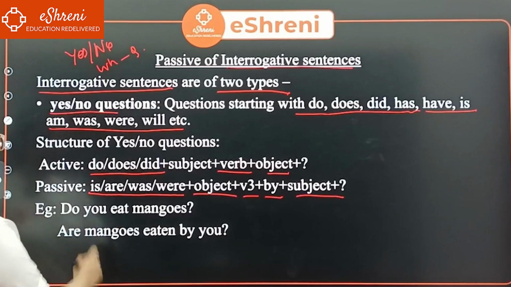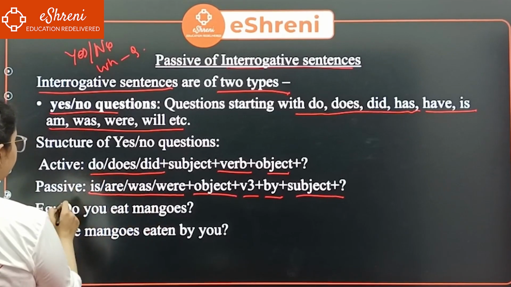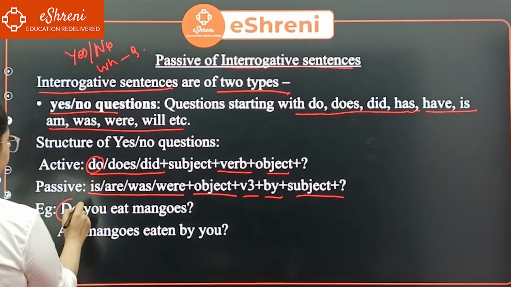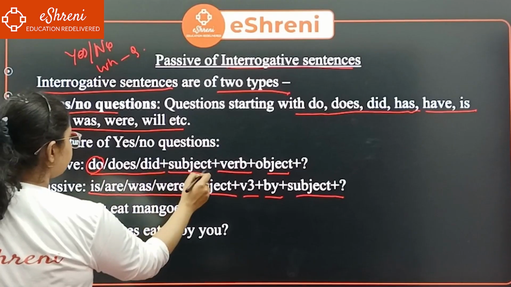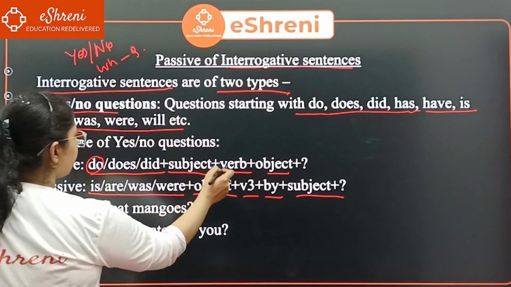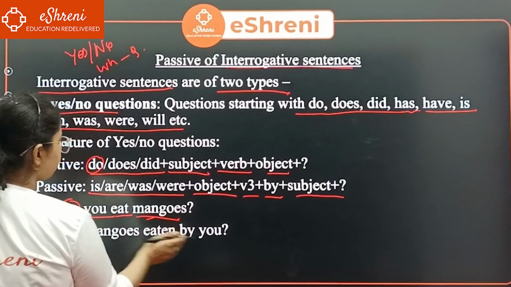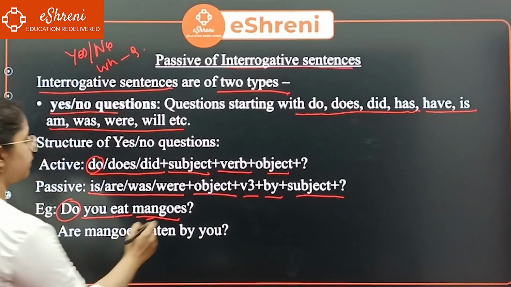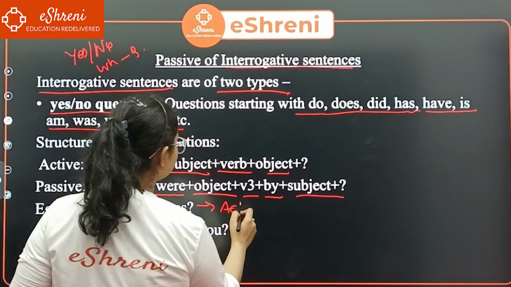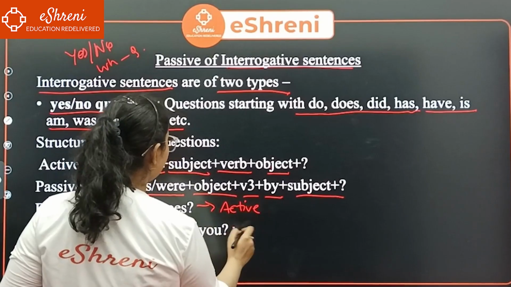For example, do you eat mangoes? Here do comes first, isn't it? So do you: subject you, verb eat, mangoes is the object, then the question mark. So this is in active voice. So how do we change it into passive voice?